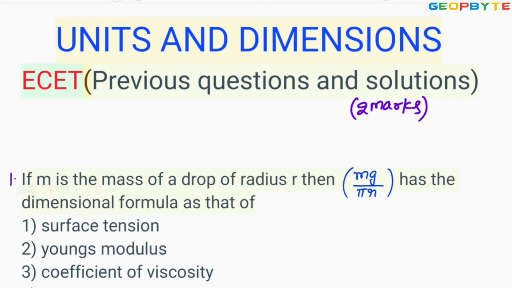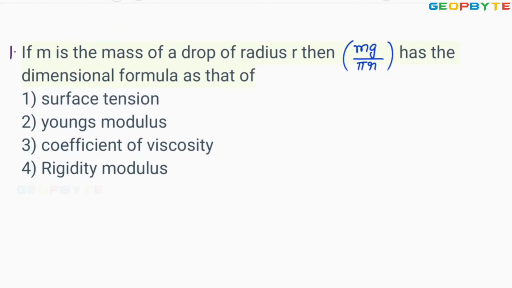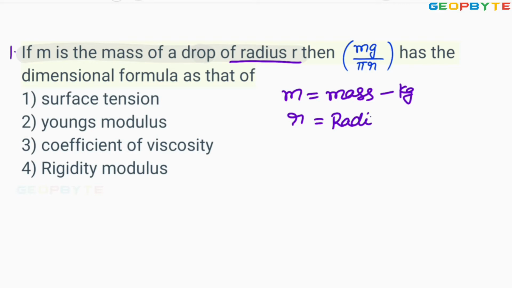Look at the very first problem. If m is the mass of a drop of radius r, it is given that m equal to mass. Generally, mass is measured in kgs and r is the radius. Radius is generally measured in meters.